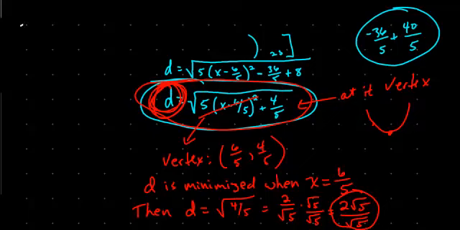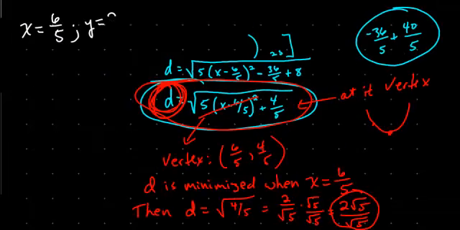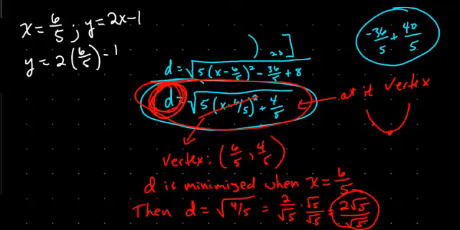And so that's the distance, and the point on the line, so when x equals 6/5 and we are on the line y equals 2x minus 1, we have that y equals 2 times 6/5 minus 1. And that gives me that y equals 12/5 minus 1, which is 5/5. So y equals 7/5. Okay?